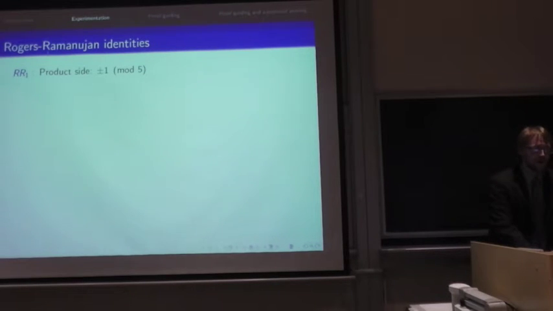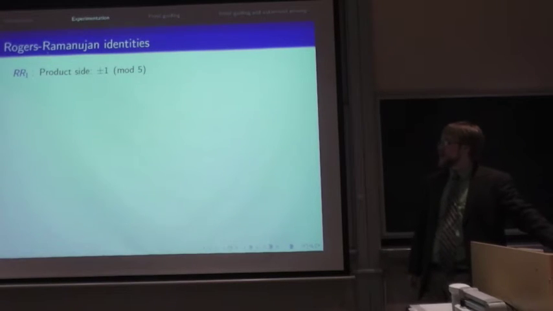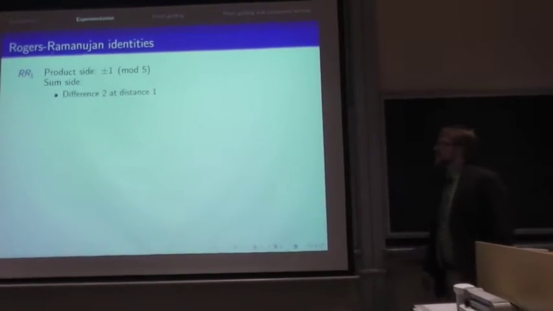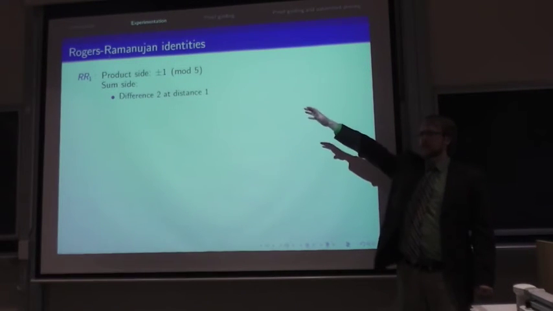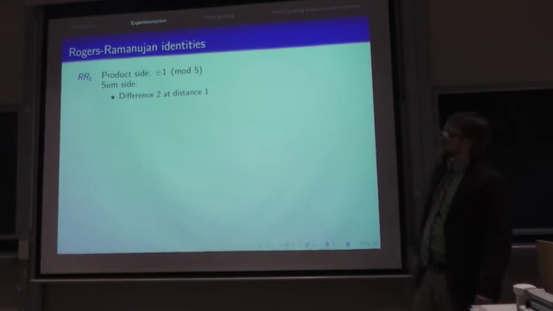So Rogers-Ramanujan, and on this note, Rogers and Ramanujan both discovered this as a Q-series identity that was only later shown to have a partition theoretic interpretation. Here the product side is plus or minus 1 mod 5, and the sum side is difference 2 at distance 1. So the interpretation is, if 5 is in your partition, not only can you not have any more 5s, but you can also not have any 4s or 6s.